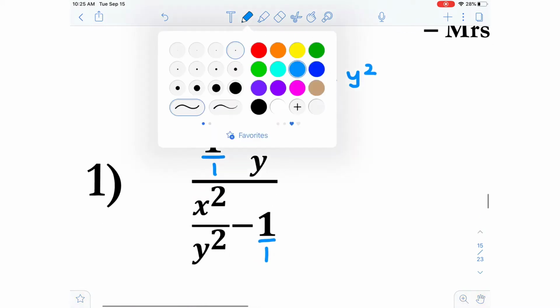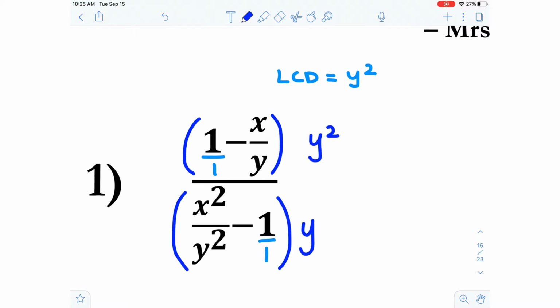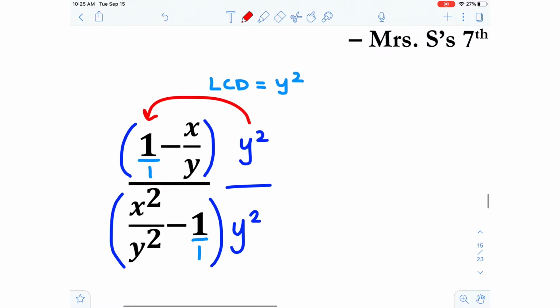So what I'm going to do next is take this bigger numerator and bigger denominator, and multiply through by the LCD. And if I do it to the top of the big fraction, I've got to do it to the bottom. So I'm going to distribute the LCD. So 1 over 1 times y squared is just y squared. Technically y squared over 1, but I'm just going to write it as y squared.